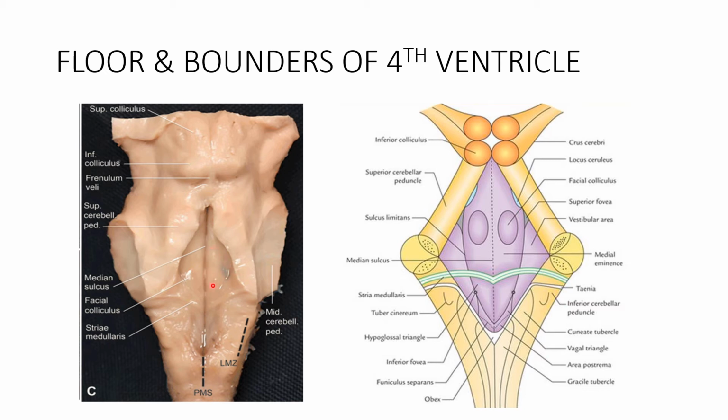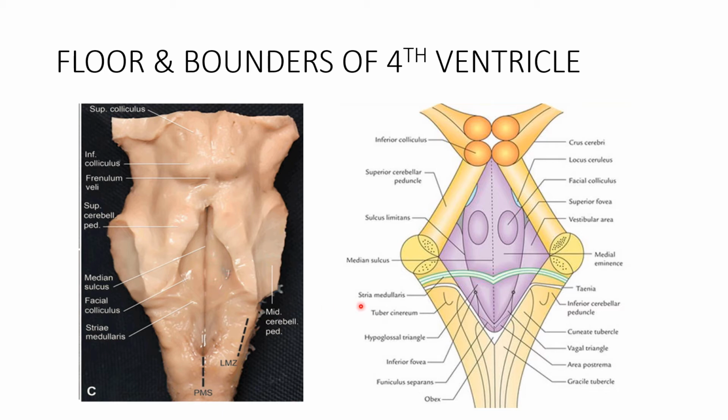Now on the medial eminence, there is a rounded elevation called the facial colliculus, which you can appreciate over here on each side. The facial colliculus is produced by the fibers arising from the motor nucleus of the facial nerve, which hook around the abducent nucleus. So this is the facial colliculus.